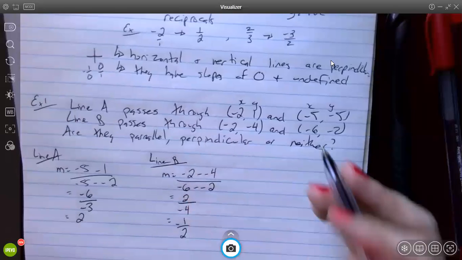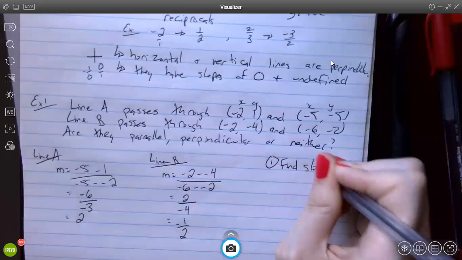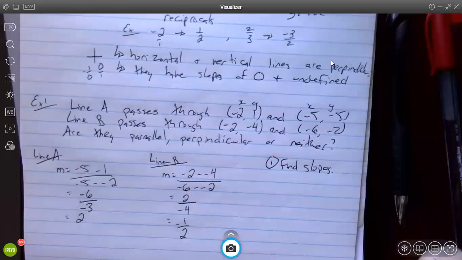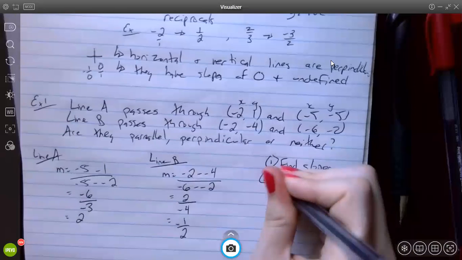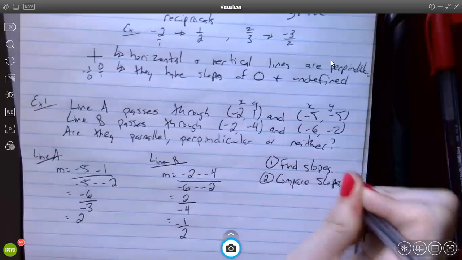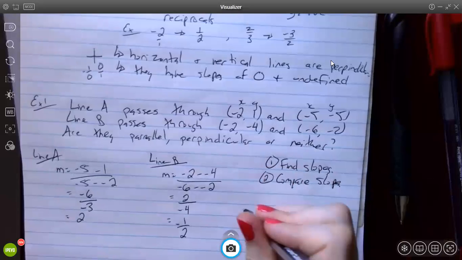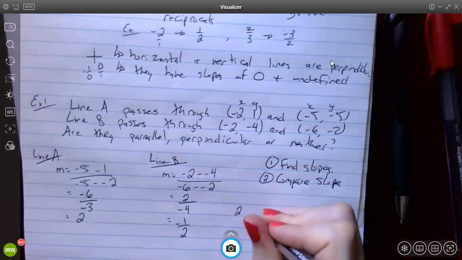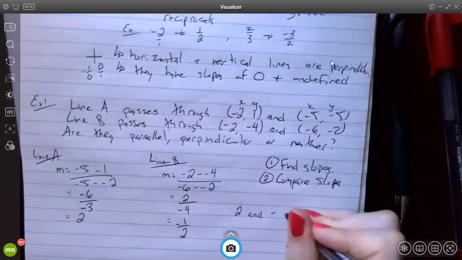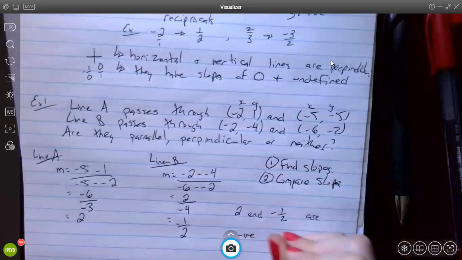So that was step one, is just find your slopes of each line. And then step two is just to compare your slopes. So I have a 2 and a -1/2. 2 and -1/2 are negative reciprocals.